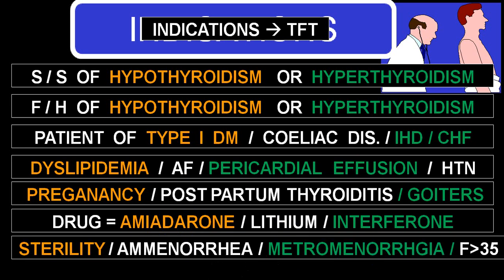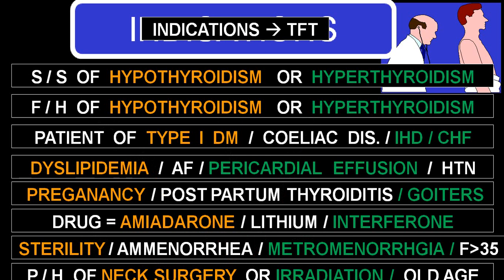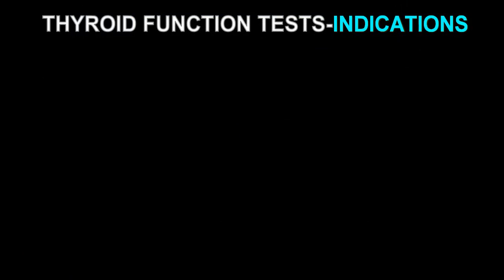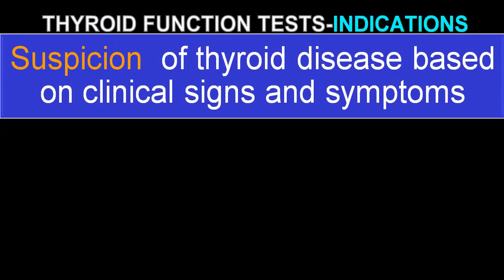If a female is having sterility, amenorrhea, metromenorrhagia and is more than 35 years of age, or a male having infertility and oligospermia, or we call azoospermia, or any person who has undergone neck surgery, particularly for thyroid gland or parathyroid gland, or has undergone irradiation, or a person of old age group, you should go for a thyroid function test.